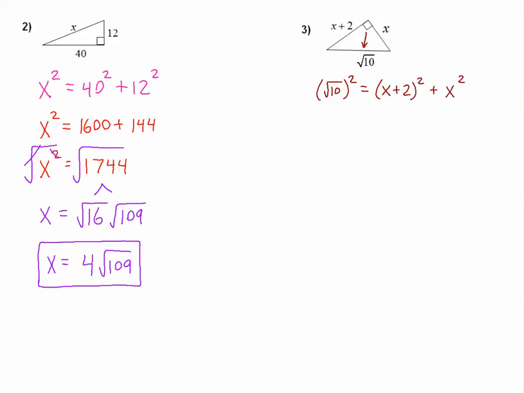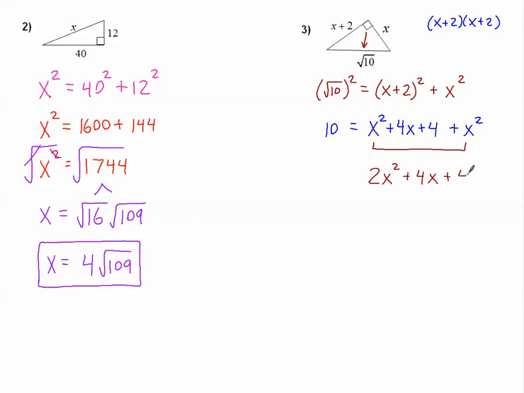All right, let's see what we have here. So the square root of 10 squared becomes 10. X plus 2 is a binomial, and if I have to square it, that means that I have to write it side by side and FOIL. I can do that quickly in my head. I've got x squared plus 4x plus 4. And then I have this other x squared. Okay, let's get our like terms together. I've got 2x squareds here, plus the 4x, plus the 4, and that's all equal to 10.